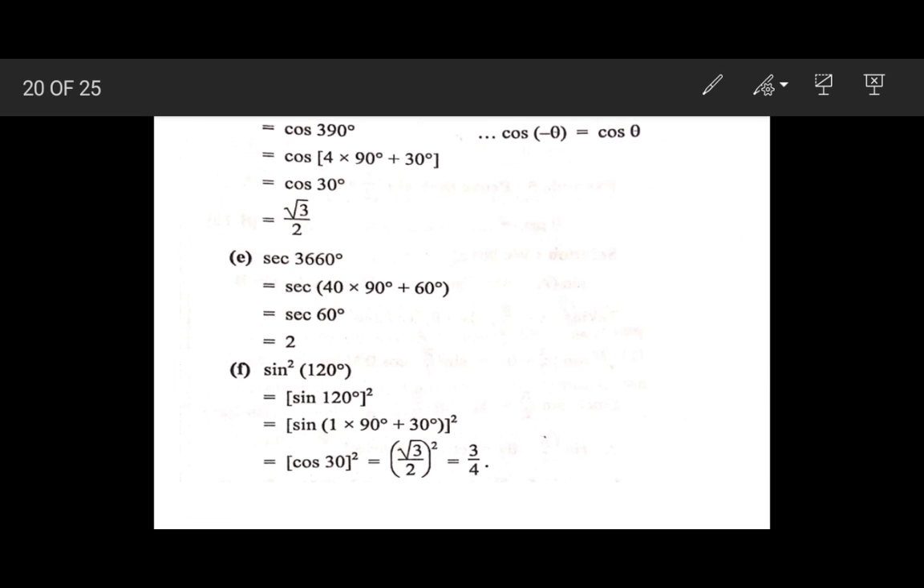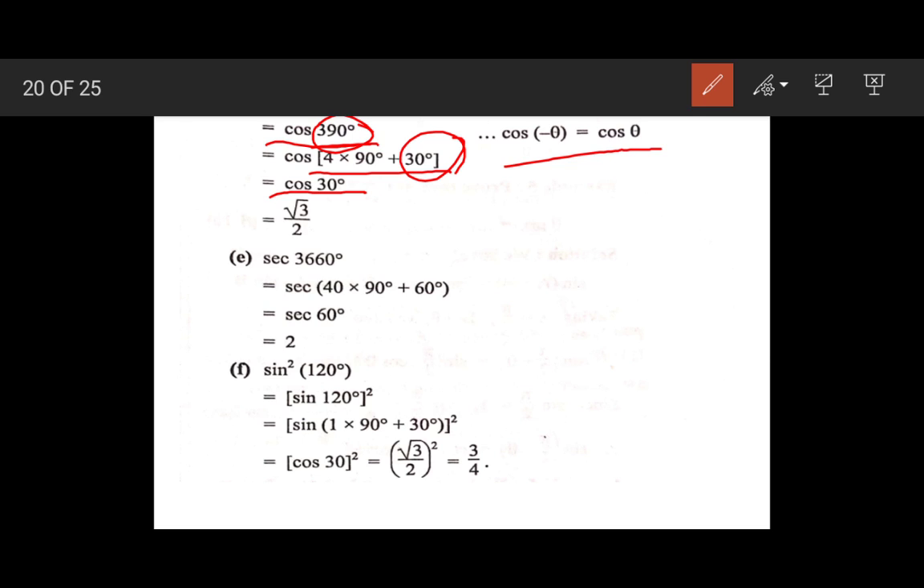First, we know that cos minus theta is equal to cos theta, right? By the negative angle formula, write cos minus theta as cos theta. So we get cos minus 390 degree as cos 390 degree. The next step is writing this 390 degree in the form of an allied angle. So this 390 degree will be 4 into 90, that is 360, plus 30 degree, right? So that is equal to cos 30 degree.